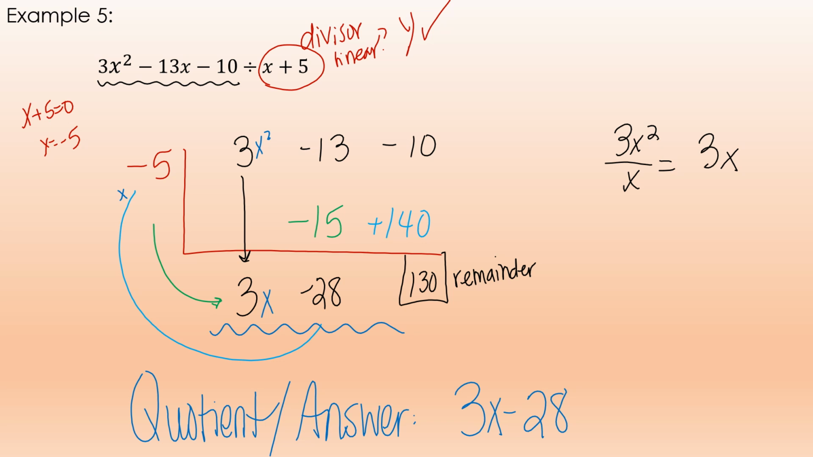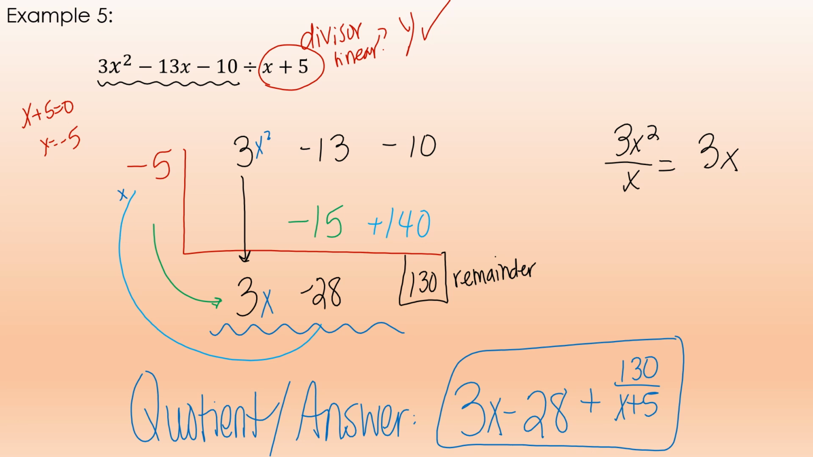And then, unfortunately, because this is crazy, I do have a remainder, plus my remainder, 130, over my divisor, x plus 5. There you go. There is our answer, or the quotient.